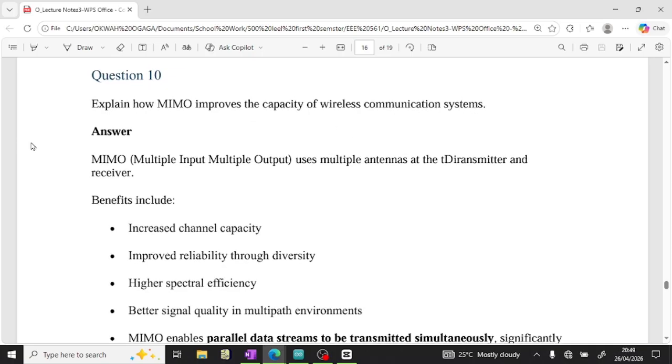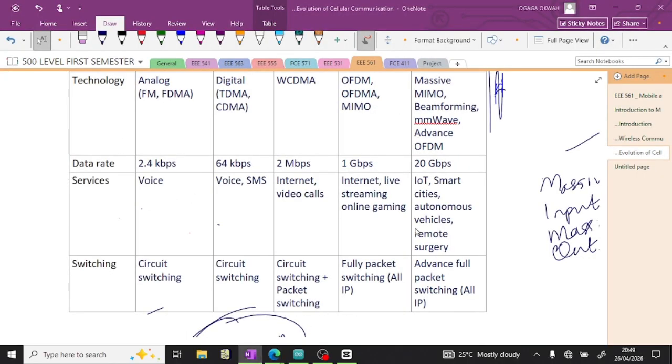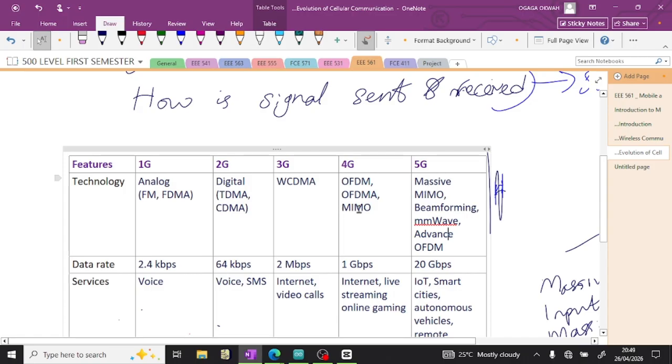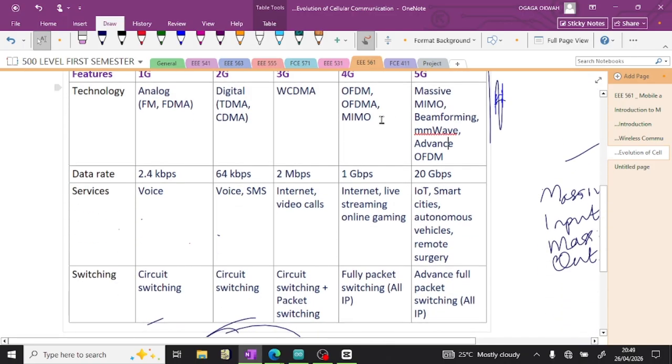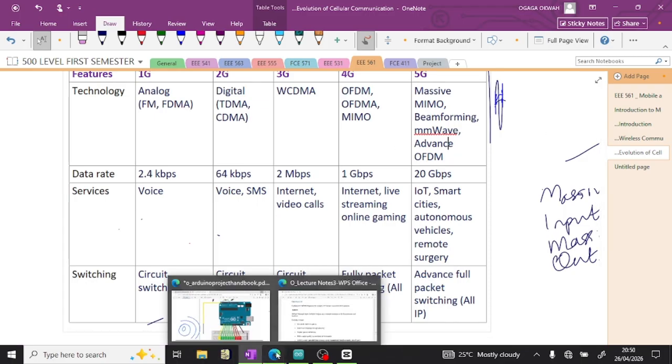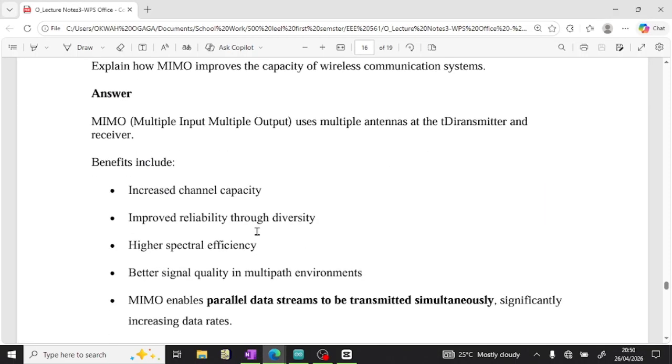Now, the last question, which we've also handled, question 10: explain how MIMO improves capacity of wireless communication. MIMO, multiple inputs, multiple outputs, uses what? Multiple antennas at the transmitter and what? Receiver, which we also explained in this part. Okay? Right, so instead of one or two or three or six antennas, we are using what? Multiple antennas, at the receiver and the transmitter. So it uses multiple antennas at the transmitter and receiver.